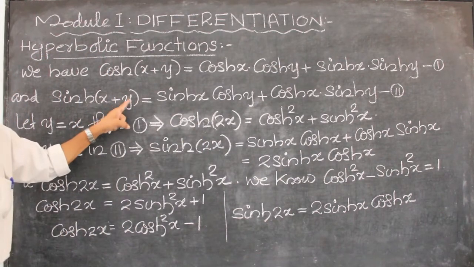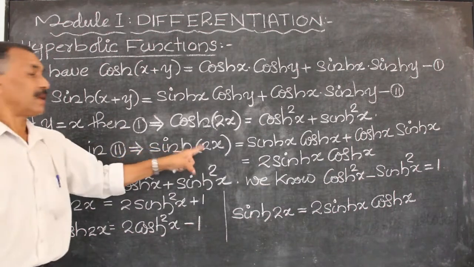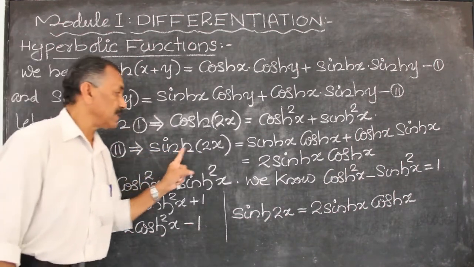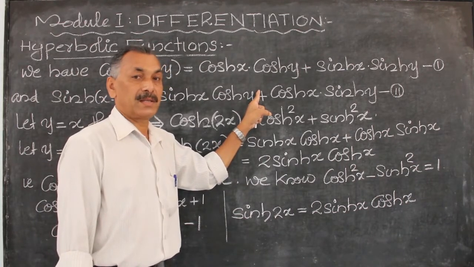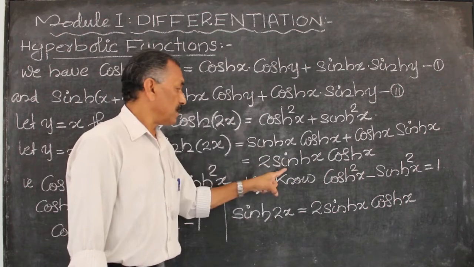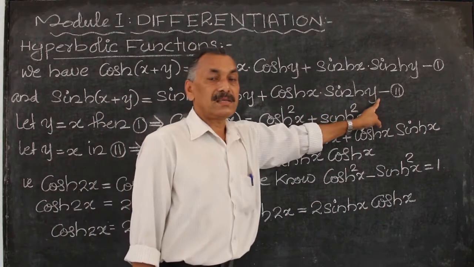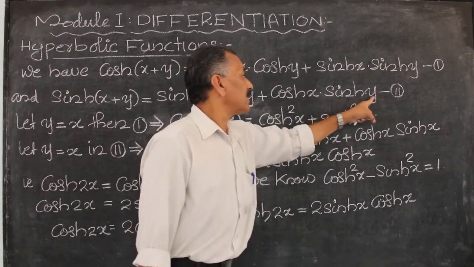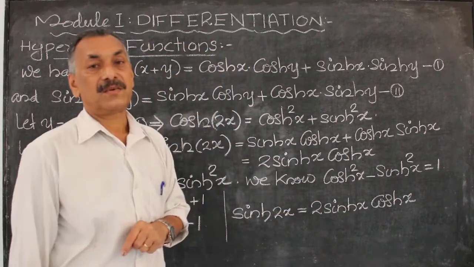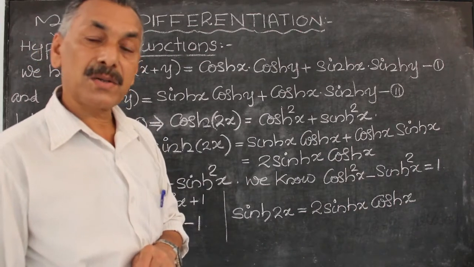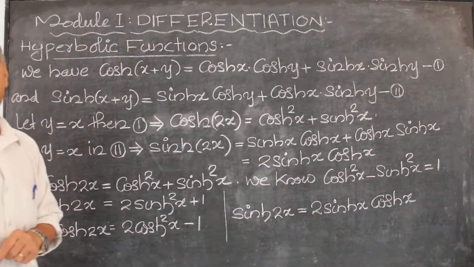Similarly, what about this one? Put y equal to x. Then sinh(x+x) is sinh 2x, which is equal to sinh x cosh x plus cosh x sinh x, that is, 2 sinh x cosh x. What is sin 2θ? sin 2θ is equal to 2 sinθ cosθ. In the same way, sinh 2x is equal to 2 sinh x cosh x.